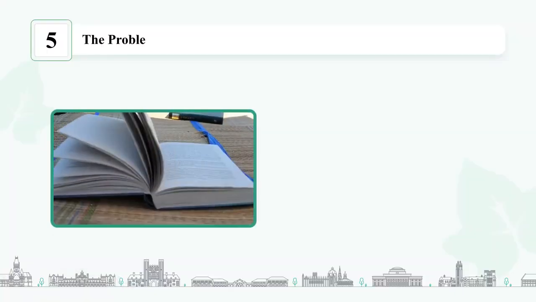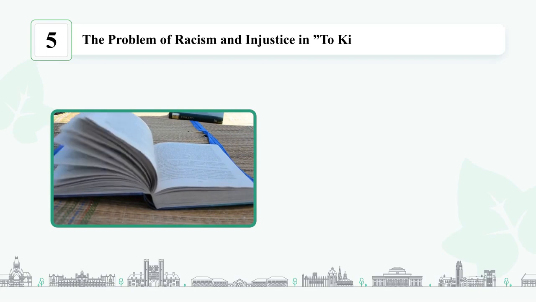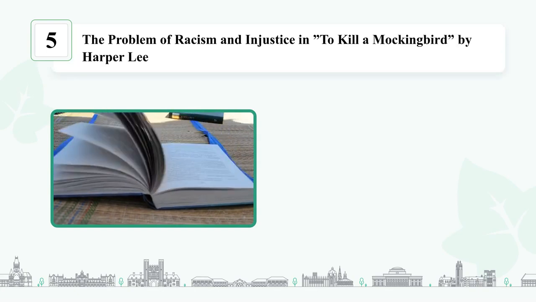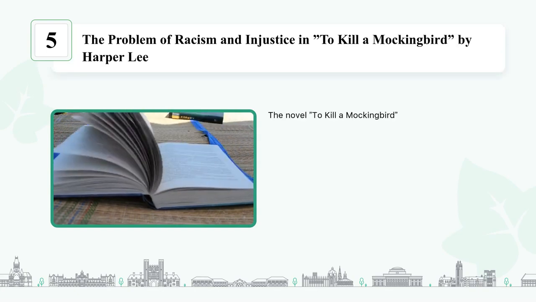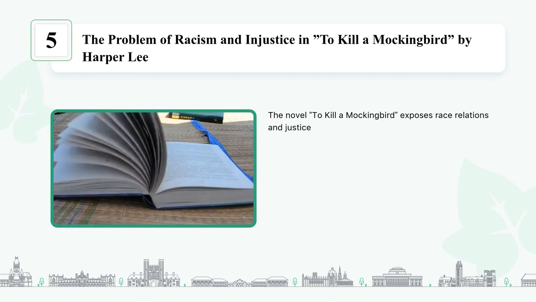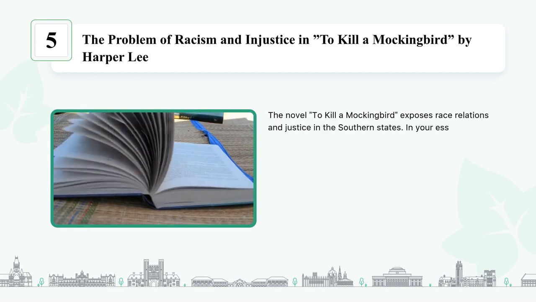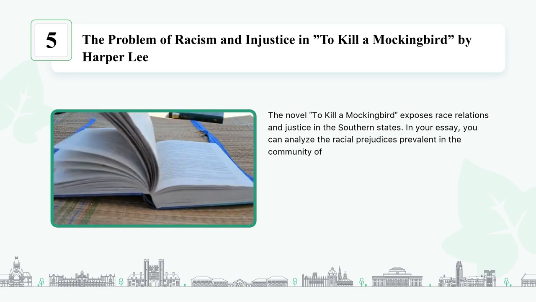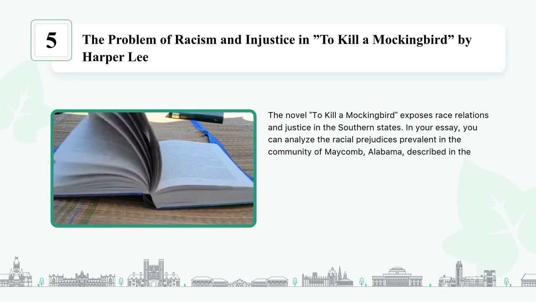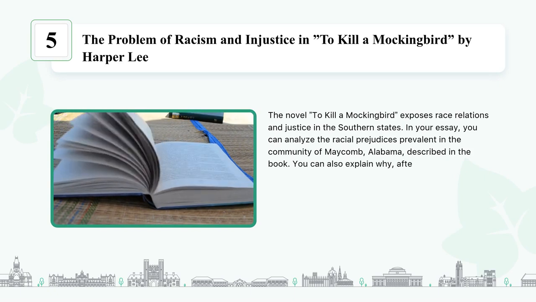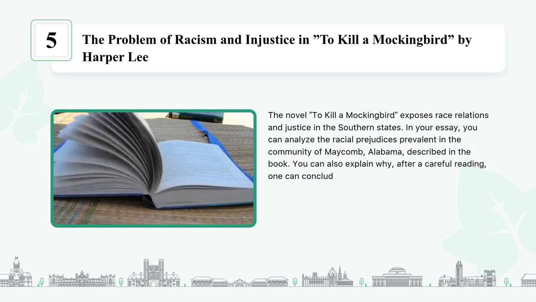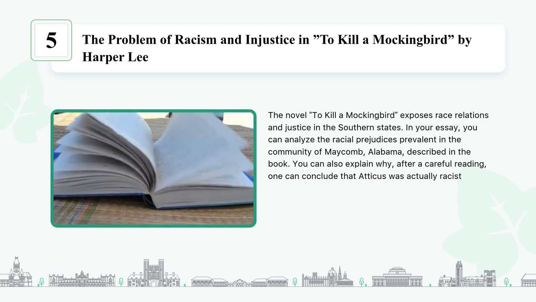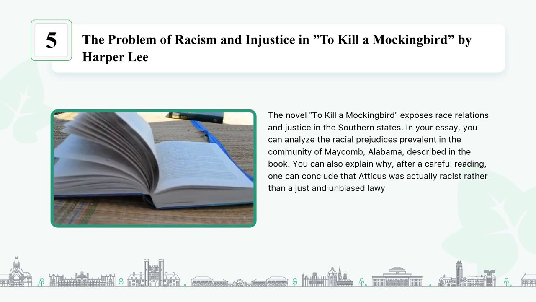The Problem of Racism and Injustice in To Kill a Mockingbird by Harper Lee. The novel To Kill a Mockingbird exposes race relations and justice in the southern states. In your essay, you can analyze the racial prejudices prevalent in the community of Maycomb, Alabama, described in the book. You can also explain why, after a careful reading, one can conclude that Atticus was actually racist rather than a just and unbiased lawyer.